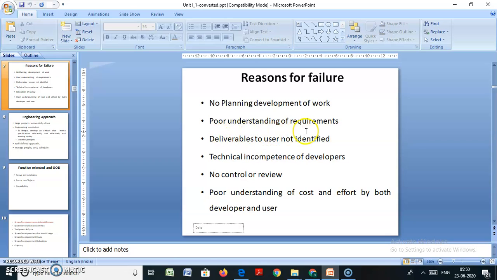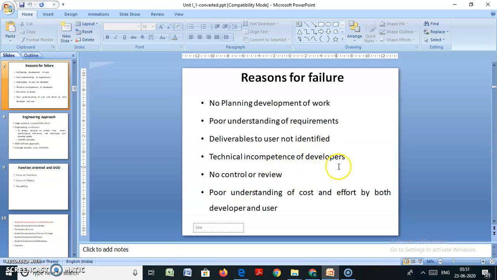Next, poor understanding of the requirements. Before developing the product, we must understand the requirements, and based on that understanding only, we develop the product. Otherwise, it can lead to failure. Next, deliverables to the user not identified. First we identify what we are going to deliver to the customer. Without identification of deliverables, developing the product will also lead to failure.